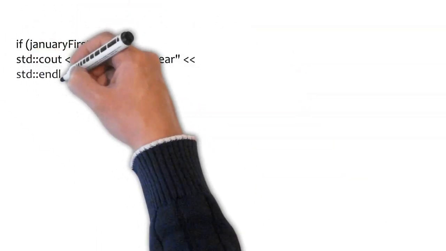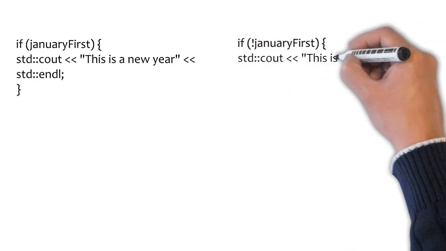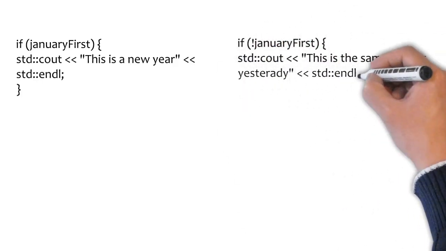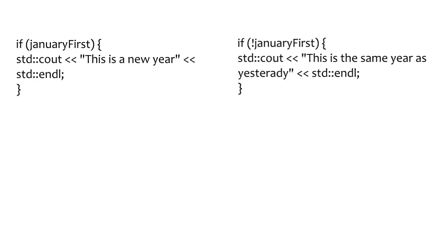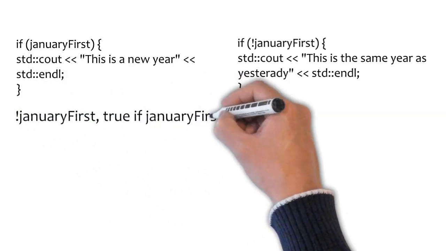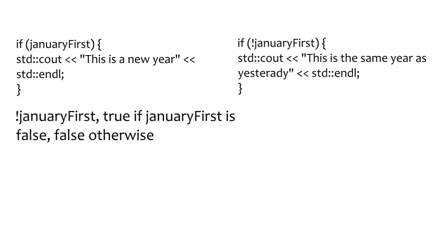Here, exclamation mark is the not operator, and it reverses Boolean value. That is, it turns true result to false and false to true. Not operator is beneficial when dealing with Boolean variables, as we've just seen. The if condition is true if the Boolean variable January the 1st is false, and the condition is false if the variable is true. You can also use Boolean variable with relational operators.